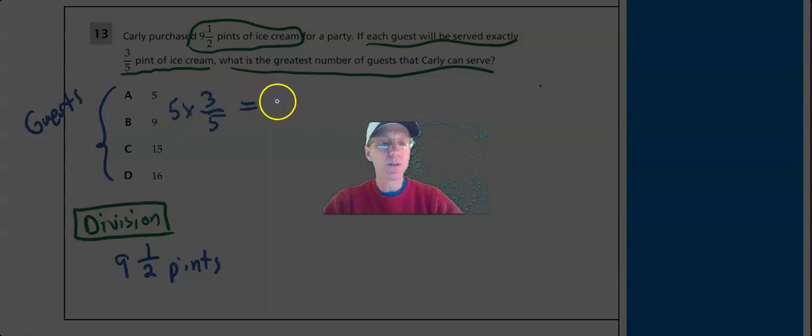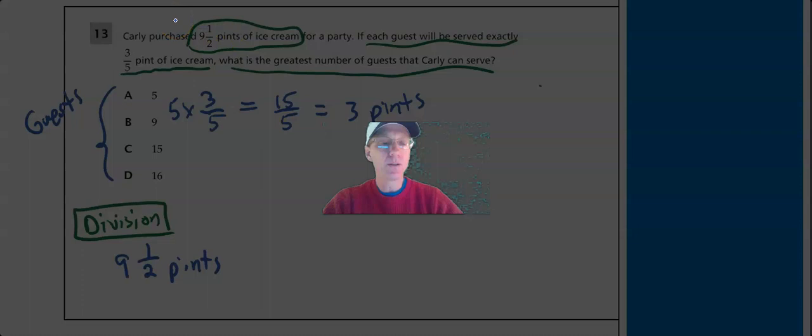That's 5 times 3/5. That's 15/5. So what we just found was, we're trying to figure out how much ice cream we have used. 5 guests, they each got 3/5. We used 15/5, which means we just used 3 pints. So we have how much? We have 9 1/2 pints. 9 1/2 pints.